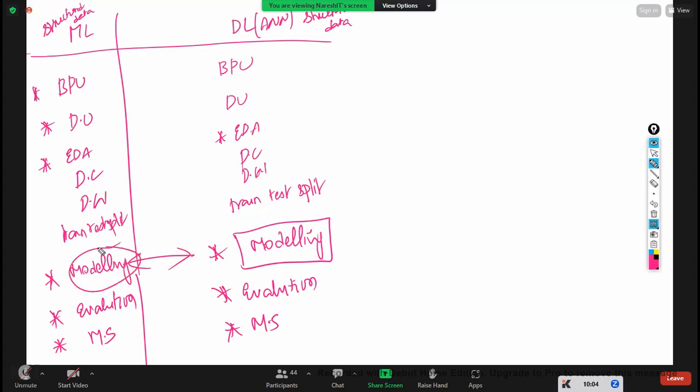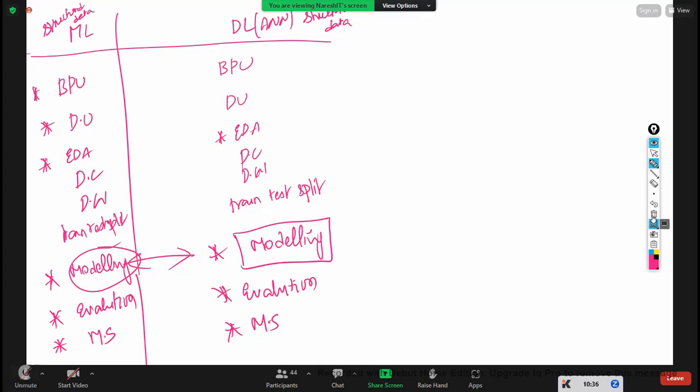Here, modeling of ML is dead easy. How it is dead easy means you just have to import the algorithm, save into a model name, and fit on X train, Y train. That is called modeling. But here the modeling is different. After the modeling, prediction, model.predict on X train, model.predict on X test, that is common. Prediction is common, evaluation is common, model selection is common, hyperparameter tuning is common, GridSearchCV is common, everything is common, but the only difference is in the modeling.